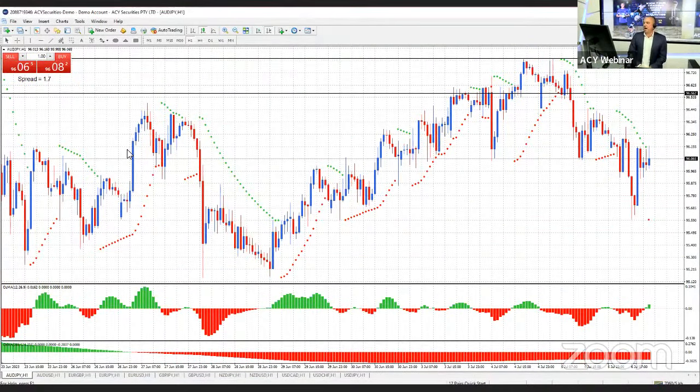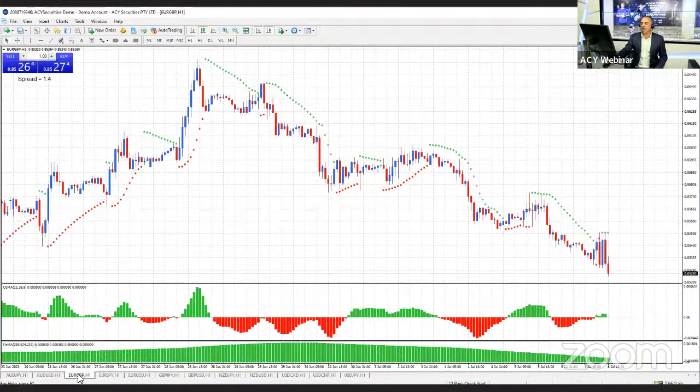Okay, so here we are on Quick Start at the moment. Feel free at this stage, if there are questions about Quick Start, to send them through because we'll be happy to answer those questions for you. But what I want to look at too is anything that might be setting up right now. So I'm looking at this euro pound, okay?